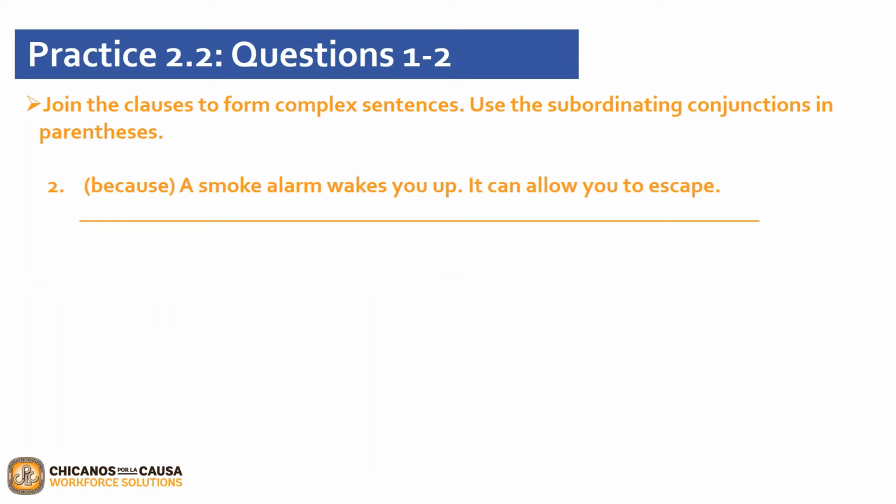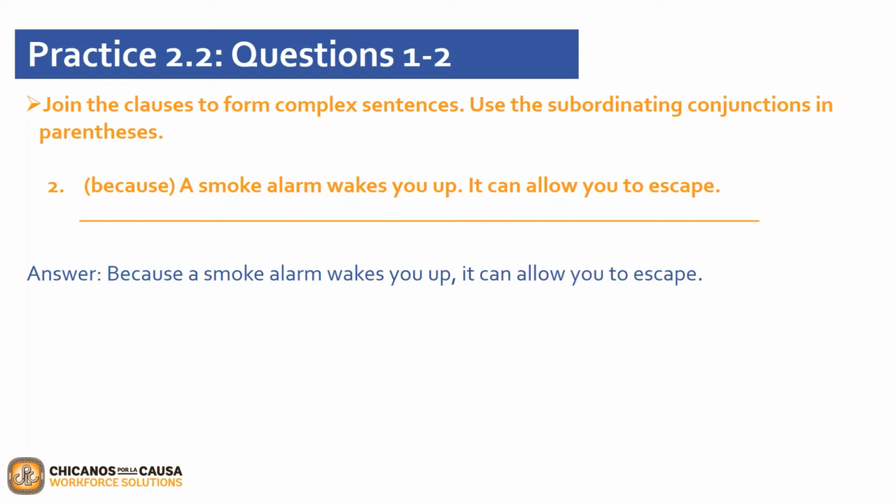The second sentence says, (because a smoke alarm wakes you up.) It can allow you to escape. How would you rewrite this sentence to form a complex sentence? The correct way you would write this sentence is, because a smoke alarm wakes you up, it can allow you to escape.